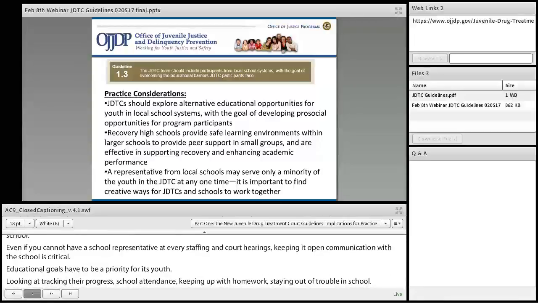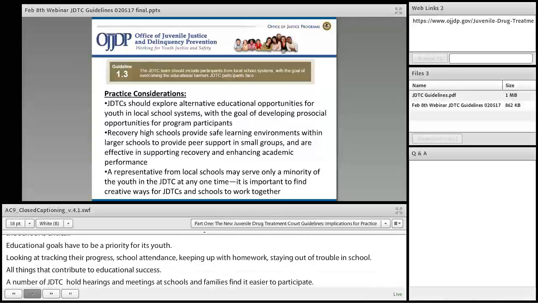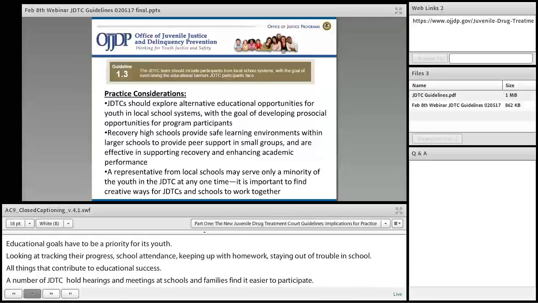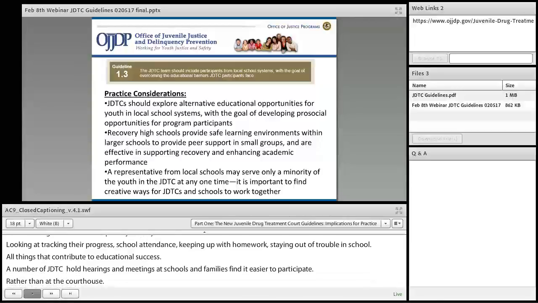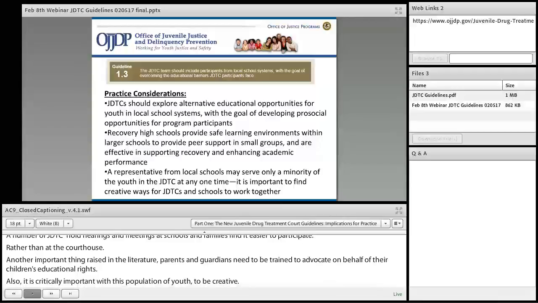A number of juvenile drug courts hold hearings and meetings at schools. Families might find it easier to participate at the school rather than at the courthouse. Another important thing raised in the literature is that parents and guardians really need to be trained to advocate on behalf of their children's educational rights. Also, it's critically important with this population of youth to be creative, to find the best fit for each participant, because they may not necessarily thrive in mainstream public secondary schools.